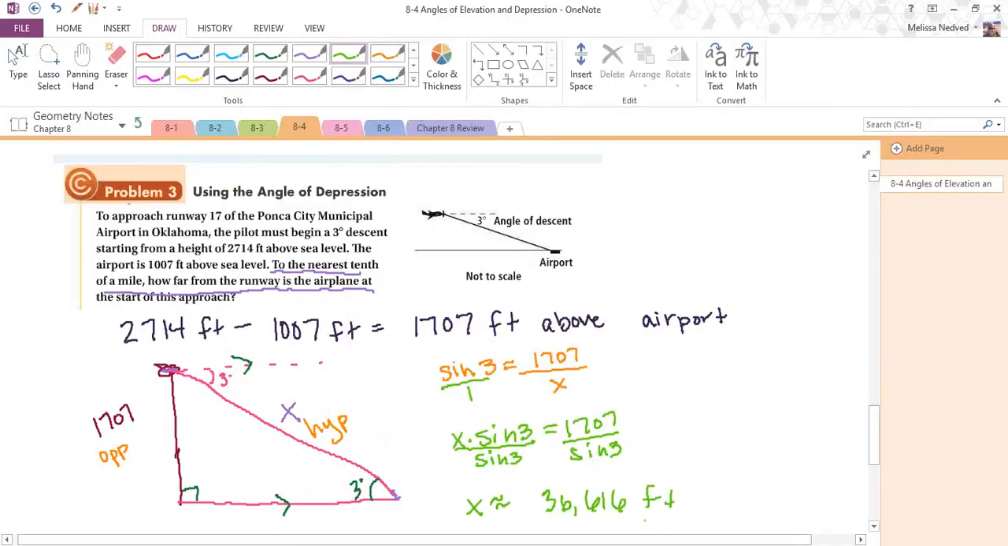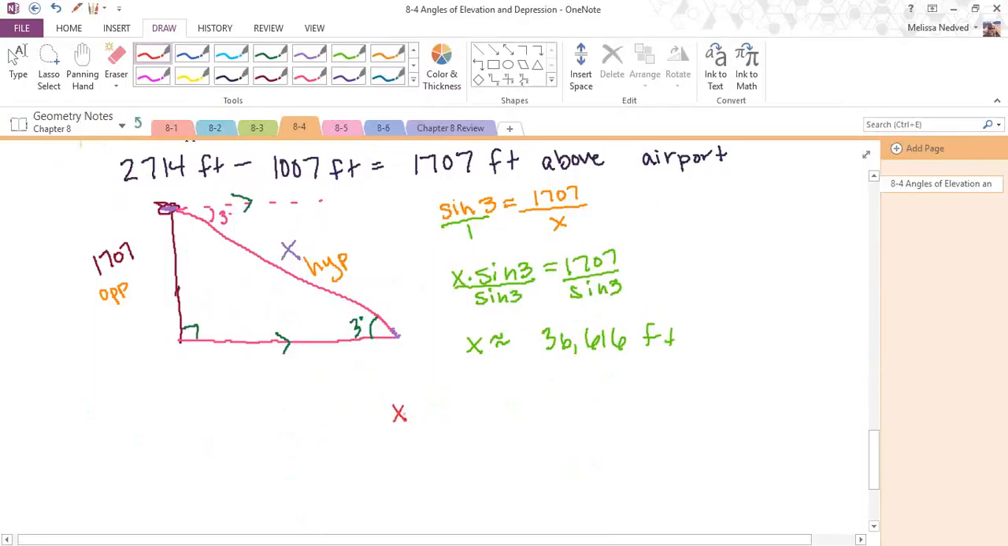But be careful. This problem is really involved. If we go back to what I underlined there in purple, it doesn't just want my answer in feet. It says to the nearest 1/10 of a mile. So I actually have to convert my 36,616 feet into miles. And if you remember your conversion factor, there are 5,280 feet per mile.